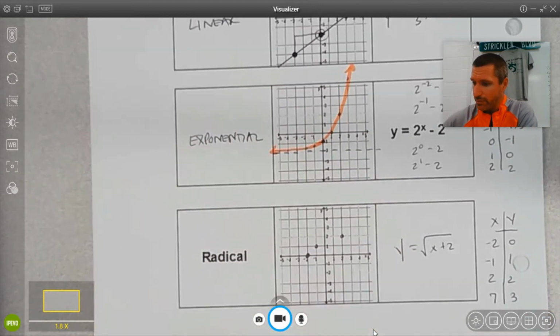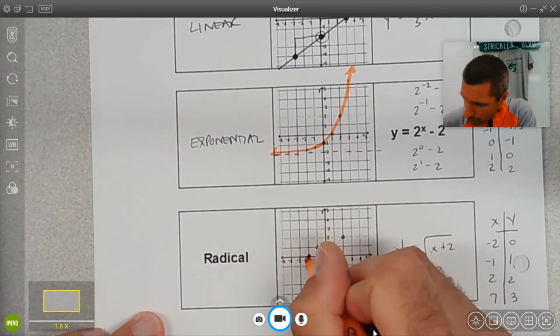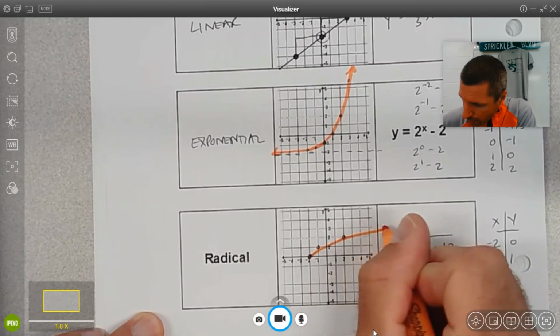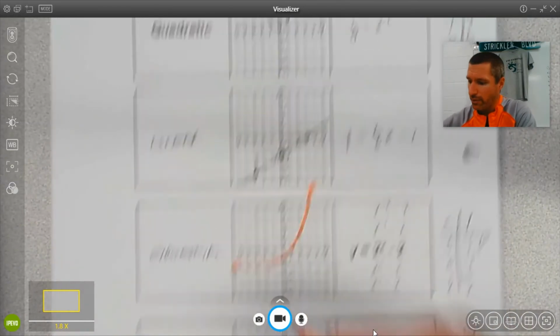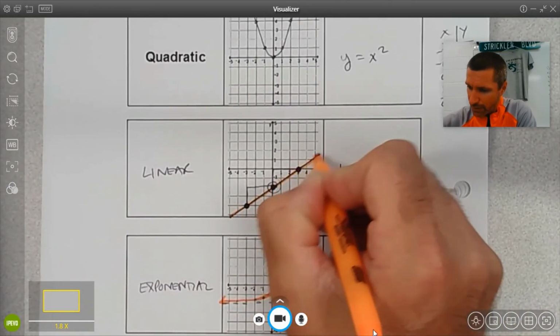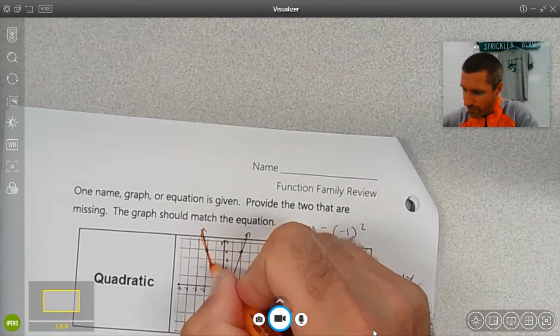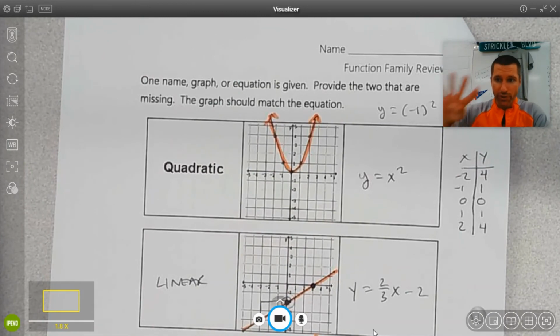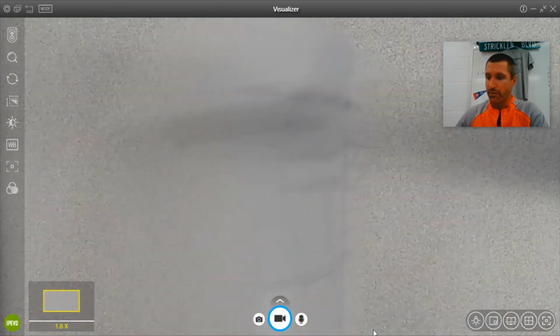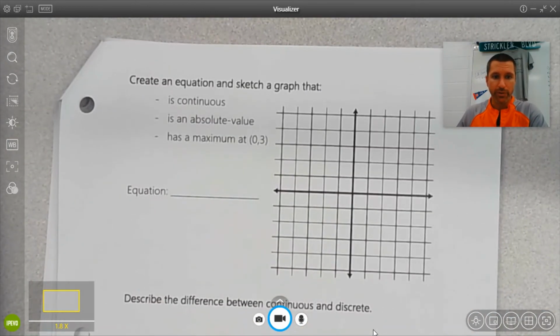So how about we just call it a day for our radical. I missed that point right there. I did my best, though. And I used highlighter again, so I should probably go back and highlight those, make it more fun. Boom. So we just went over 4 function families.